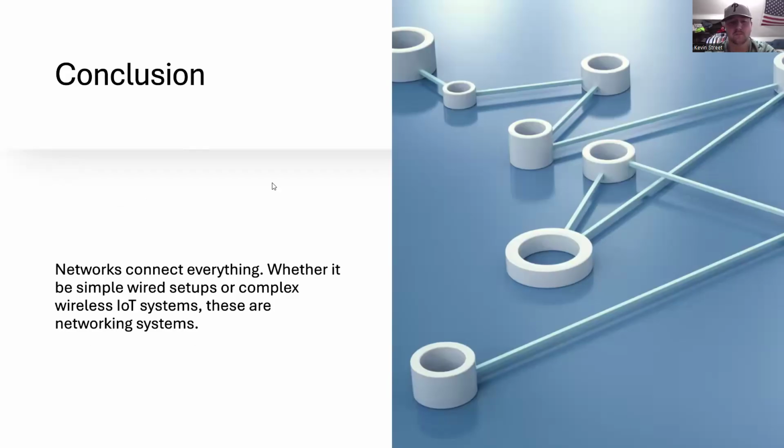In conclusion, networks connect everything, whether it be simple wired setups or complex wireless Internet of Things systems. These are all examples of networking systems. It's everywhere. You're using it in your day-to-day life, no matter what. And it's important to understand how all these things work.